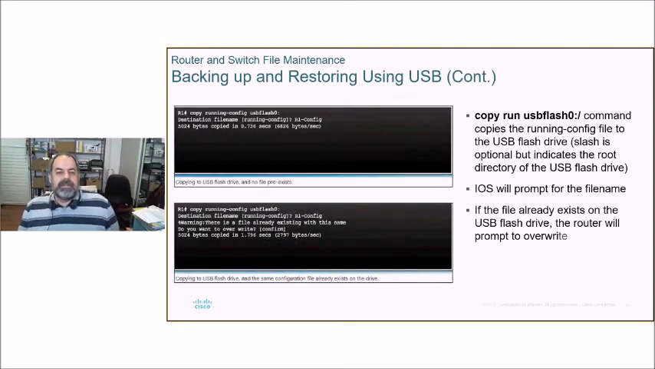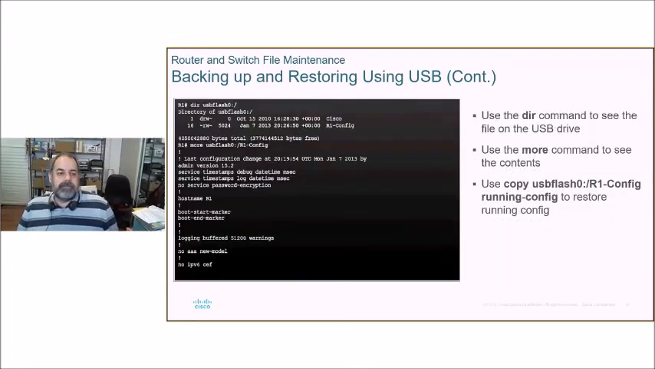And so, of course, you can then copy running-config to usbflash0:. And so that's a way you can copy it, and that'll work nicely. So that's another way you can back up. You can do a dir usbflash0:, and more, of course, is a way that you can view the contents of a file.